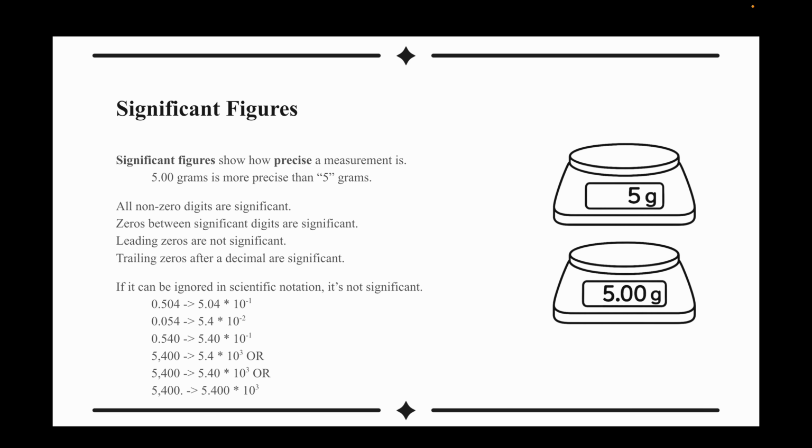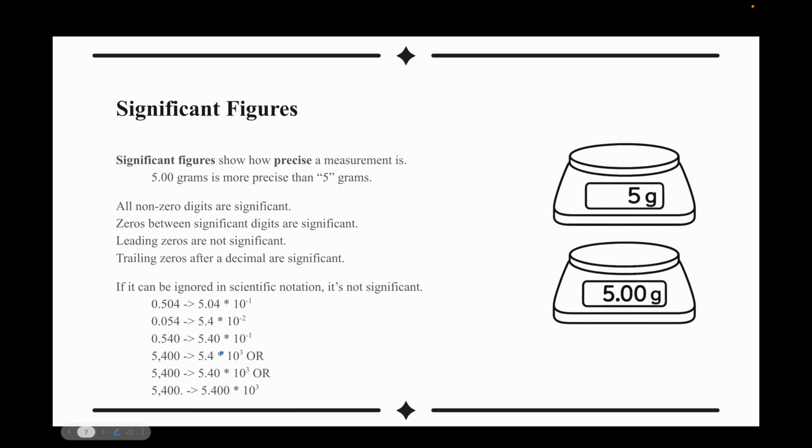Significant figures show how precise a measurement is. 5.00 grams is more precise than just 5 grams because 5.00 has 3 significant figures and 5 only has 1. The rules you should know for sig figs is all non-zero digits are significant, zeros between significant digits are significant, leading zeros are not significant, and trailing zeros after a decimal are significant. These rules can be summarized by saying, if it can be ignored in scientific notation, it's not significant.